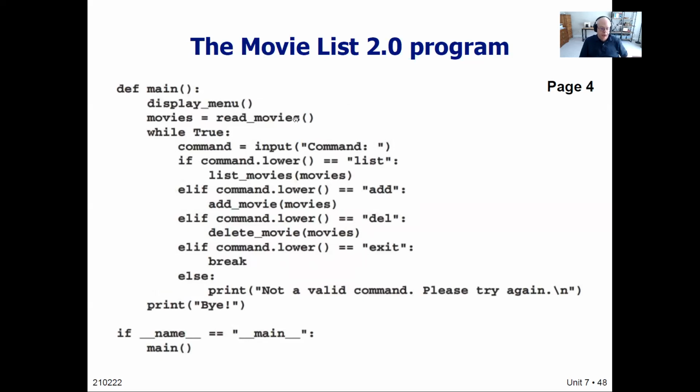So the first thing we've got to do in main is display the menu. And then the second thing is to read the hard drive and create that movies list so we can do some work on it.